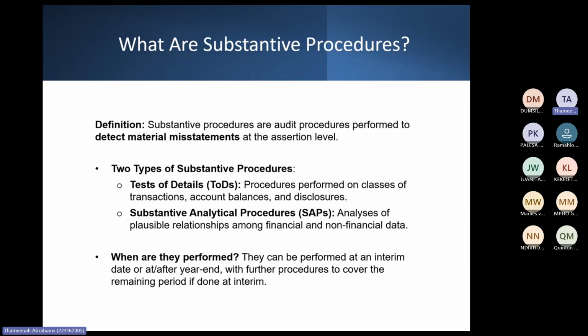So what are substantive procedures? The definition is that these are audit procedures performed to detect material misstatements at an assertion level, meaning you're going to end up auditing revenue, expenses, cost of sales, everything on the statement of profit and loss, as well as the statement of financial position.